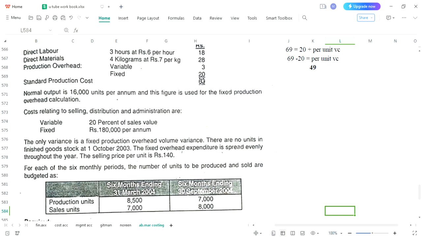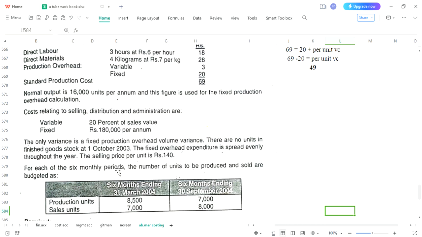Now this fixed FH we need to calculate. Normal output is 16,000. As you know, if you are making 16,000 for full year, for half year it would be 8,000. 16,000 units are produced for full year, 8,000 units are produced for half year. So it means this fixed cost of 20 would remain fixed for 8,500 or for 7,000.